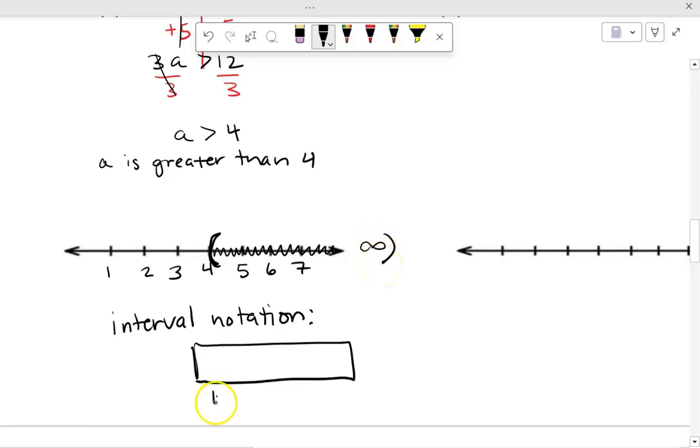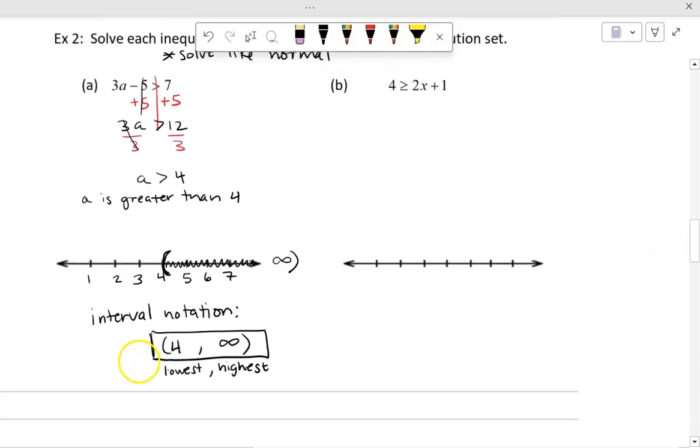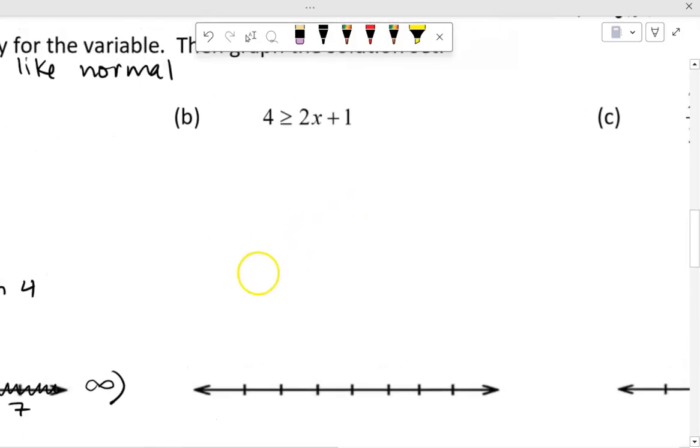Remember, we go lowest comma highest when we do interval notation. And you can see what lowest and highest are in the number line because they're in order for you. 4 comma infinity. And remember, both get parentheses because we can't equal 4 and we can't equal infinity. So let's do the next one.